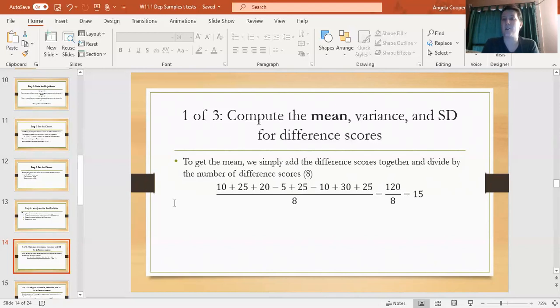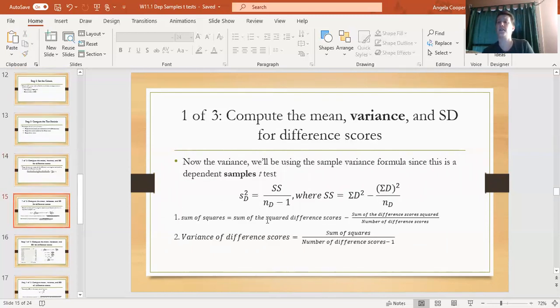You're just going to take all the scores and divide by the total number of scores you're adding together. There are 8 scores here, so we're just adding them all up and dividing by 8. When we do that, we get 120 divided by 8. That gives us the mean of our difference scores, equal to 15. All right. Moving on up.